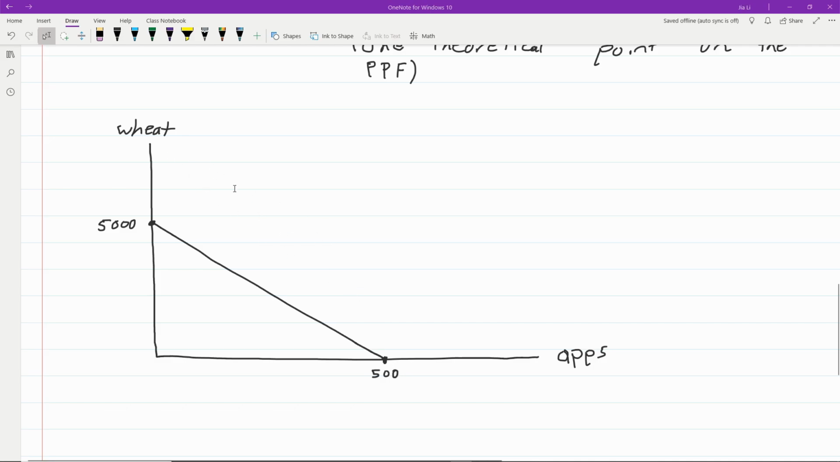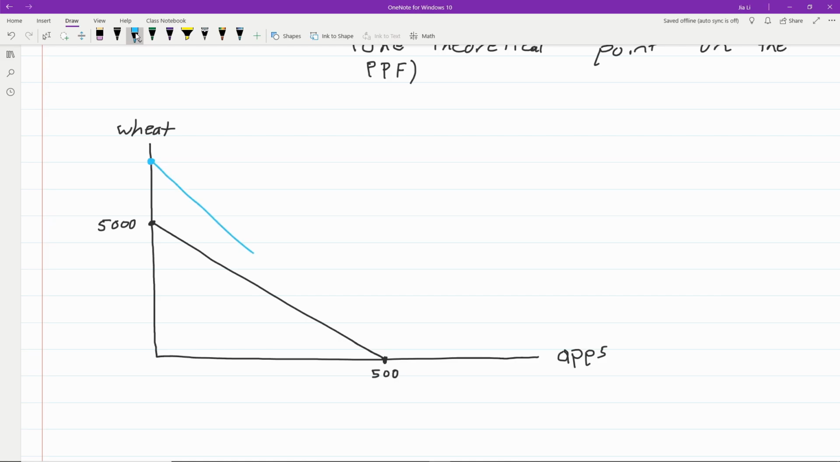So this is the same base PPF that we drew from the start. But what I want to do now is take this graph and show what would happen if, say, we developed a new technique to grow wheat that makes it much easier to grow wheat compared to before. Well, in this case, that means we need less labor in order to grow each ton of wheat. And so the line will pivot outward like this.